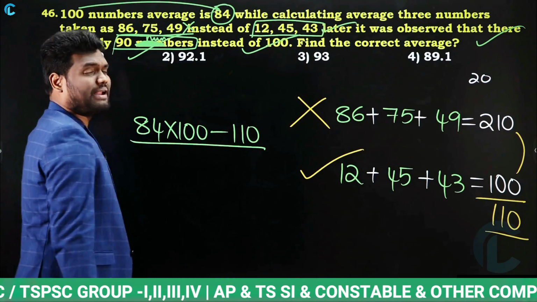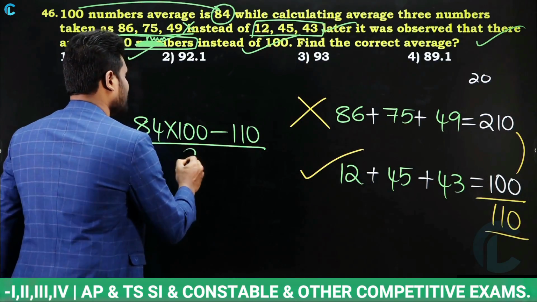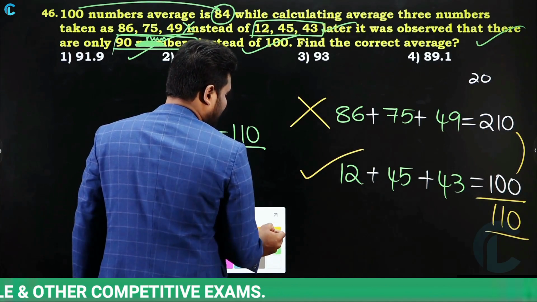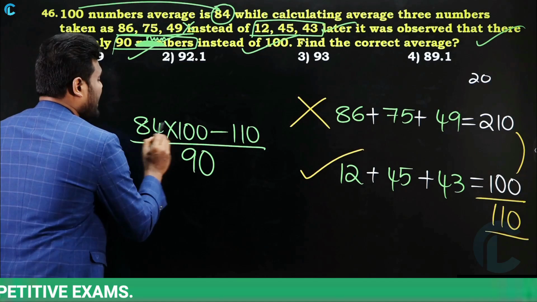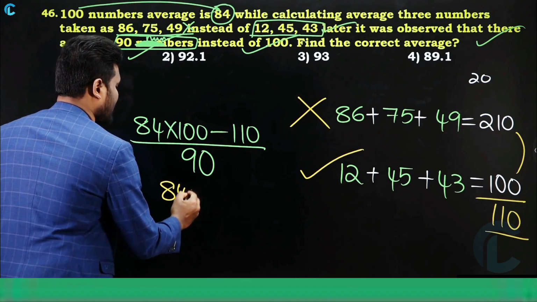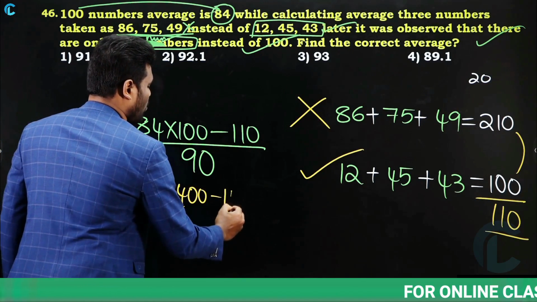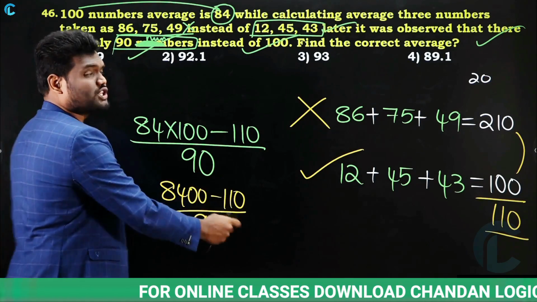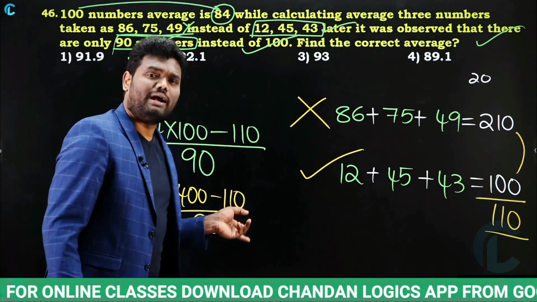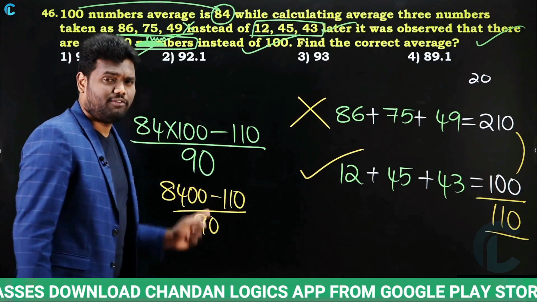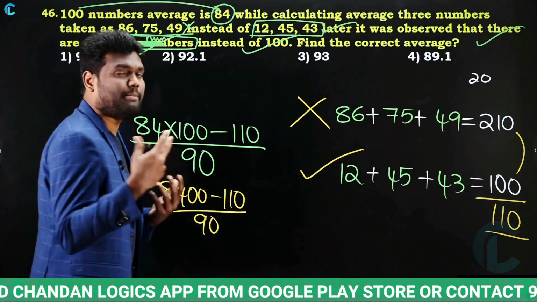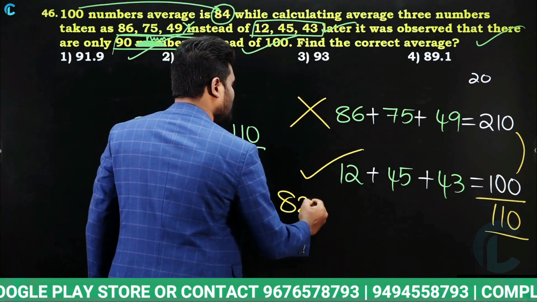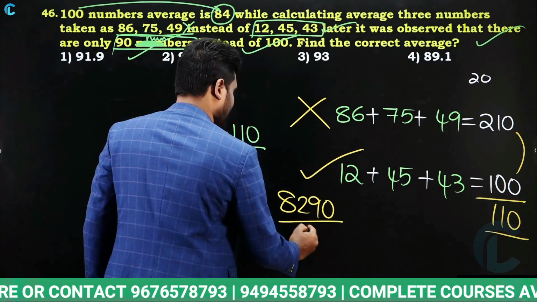Divided by the number of numbers. How many are there? The number of numbers is only 90. There are not 100 numbers. This is clearly mentioned in the question. Now calculate: 84 into 100 is 8400, minus 110, divided by 90. So 200 minus 110 is 90. Out of this 8400, already 200 was deducted. Remaining is 8200, so 8290 divided by 90.